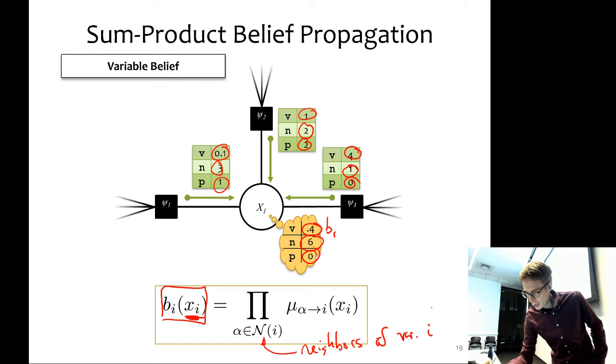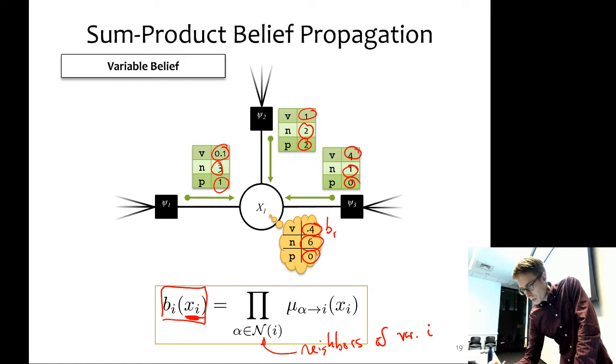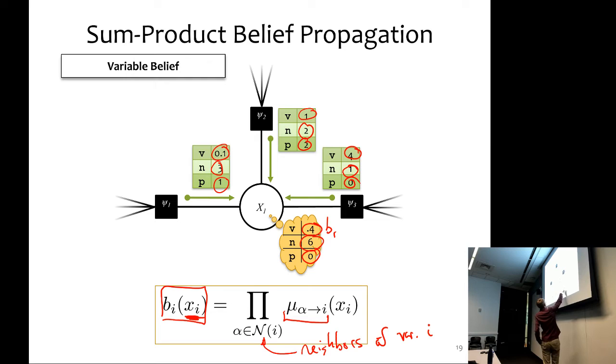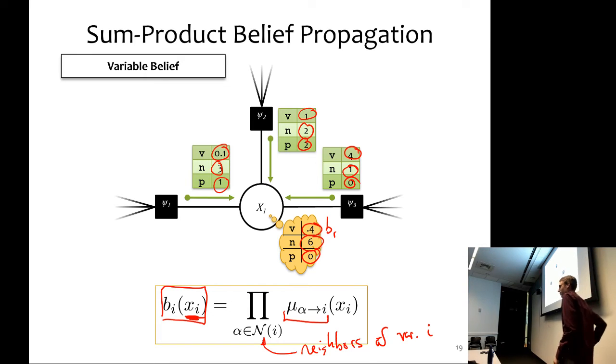Of variable i. And all of those neighbors are going to be factors. So we'll let alpha be the name of a factor here. And for each of those, we're going to have a message, mu, where the name of this particular message is given by the source and the target. So this is a message from factor alpha to variable i. And which of the entries in that message do we want? Well, we want the one with the same value as whatever we're computing. Okay. Any questions about this? It's the easiest of the equations. Any questions?